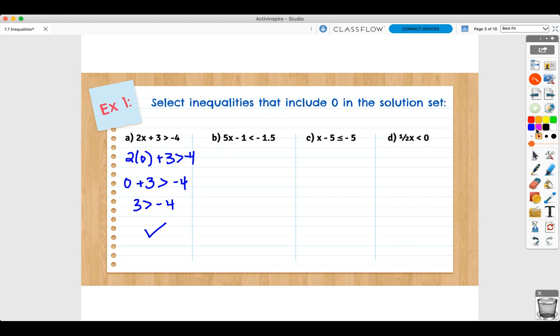Let's try another one. 5 times 0 minus 1 is less than 1.5. Now let's simplify it. 0 minus 1 is -1, so -1 is less than 1.5. This is also a true statement.